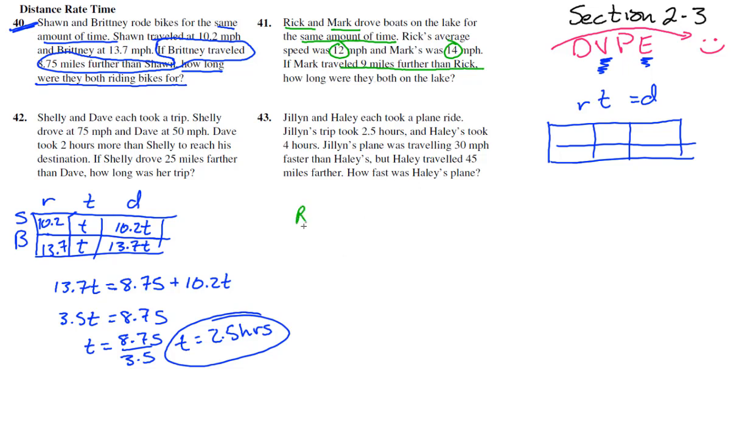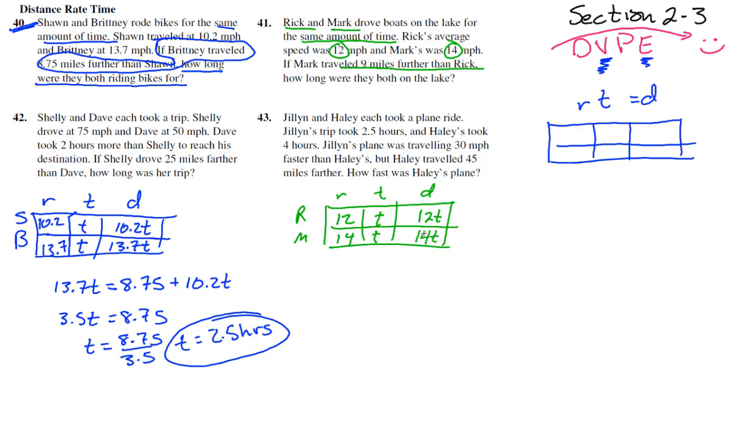So let's do it. Rick and Mark, rate, time, distance, and here's our box. Good. So what's our variable? How long were they both on the lake? So time, that's our question at the end. Let's fill out what we have. Rick's average was 12. Mark's was 14. Now, again, stop right there. Fill out the table. The distance Rick traveled was 12t. The distance Mark traveled was 14t.